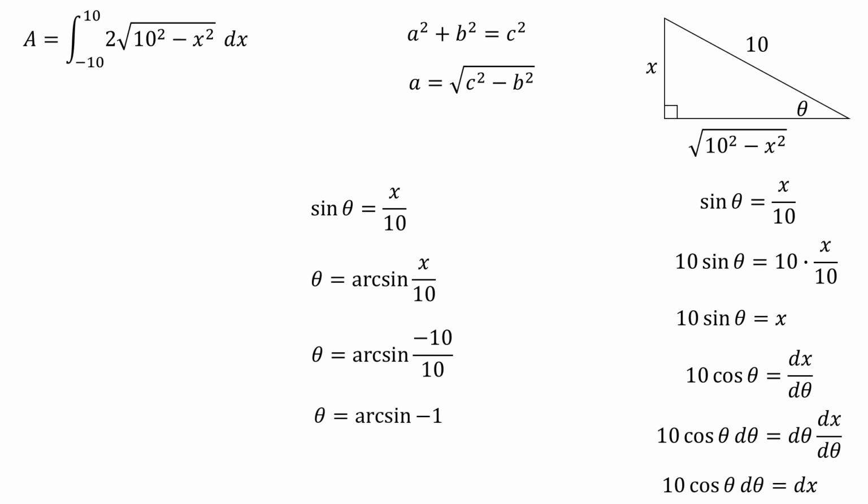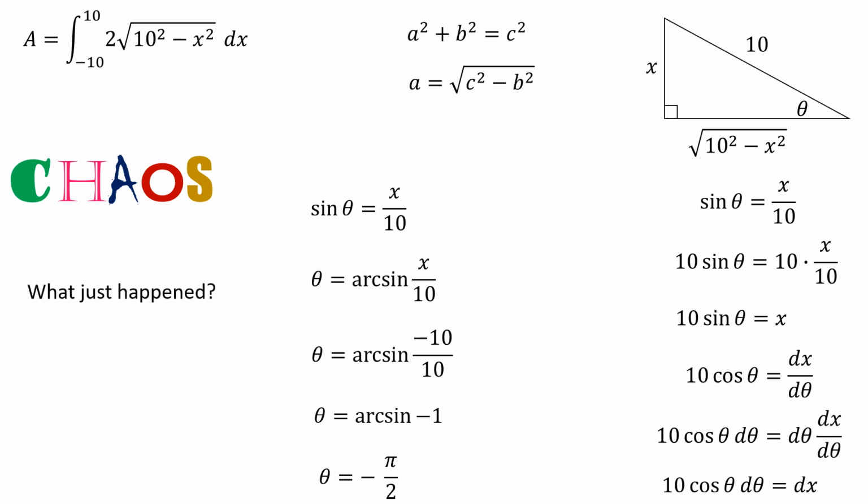Now here's where it gets a little bit tricky, right? If you're looking at your unit circle and you're trying to figure out when does sine have a value of negative 1, you're like, whoa, what is this answer? Negative pi over 2? What just happened? That's not what I expected. So we have to talk a little bit about the arc sine function and how it's different than just solving an equation.